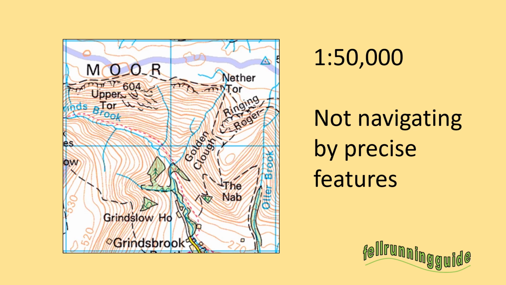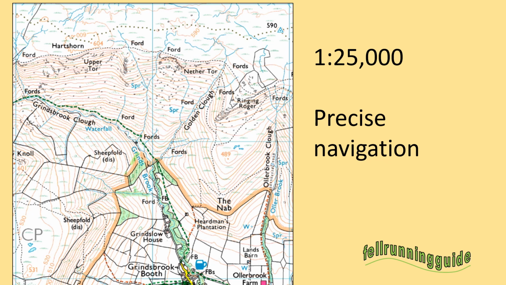So it depends what we're doing when we're running or walking. If we don't need to navigate by precise features, then the 1 to 50,000 map might be fine. However, if we're looking for precise features, so say for example we did want to go over here and look for some of these little stream junctions and things like that, more orienteering style navigation, then the 1 to 25,000 map would be the best one.